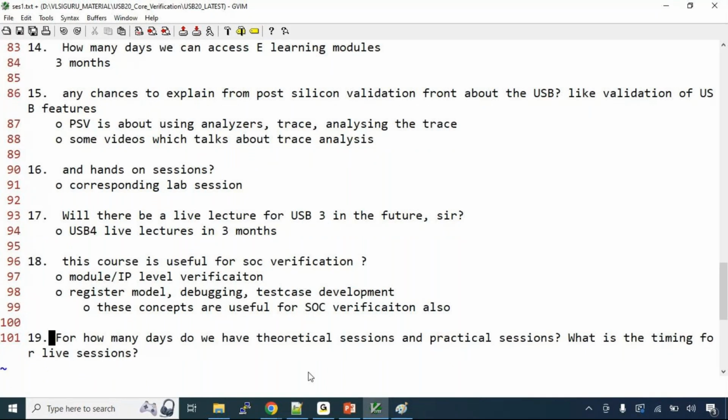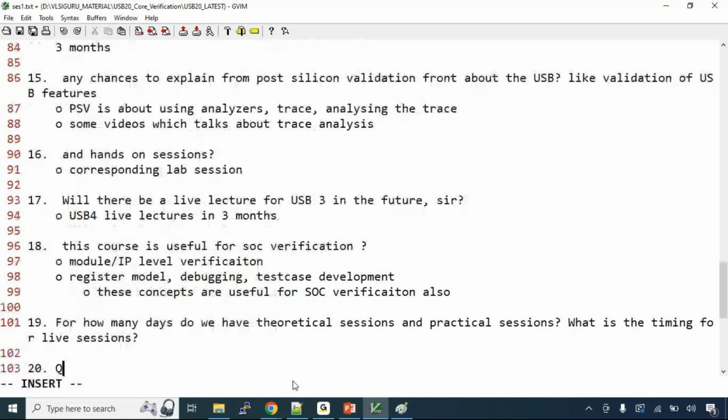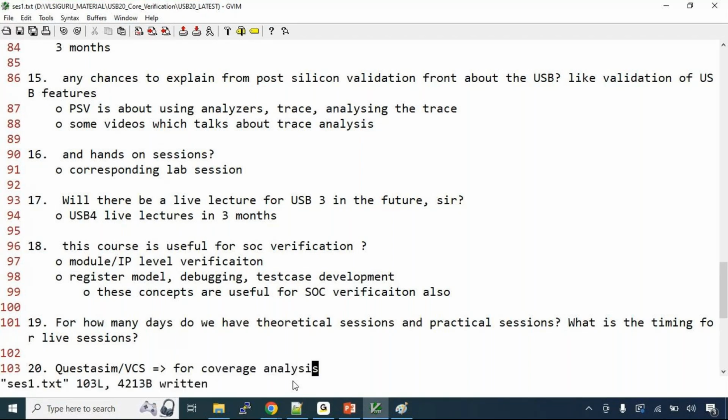Are we using any tool for this functional coverage, or are we implementing it ourselves? See, we use Questa Sim or VCS. Mostly I use Questa Sim, or we can even use VCS for learning the functional coverage and coverage analysis. There are no separate tools generally for coverage analysis. The same tool can be used for coverage analysis and coverage closure.